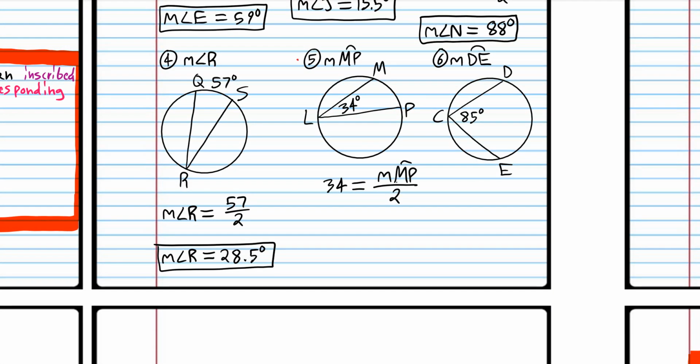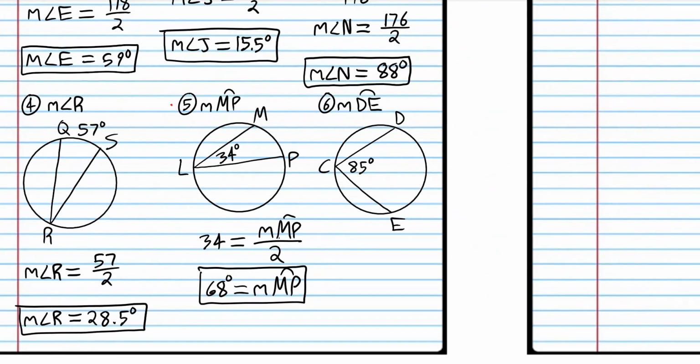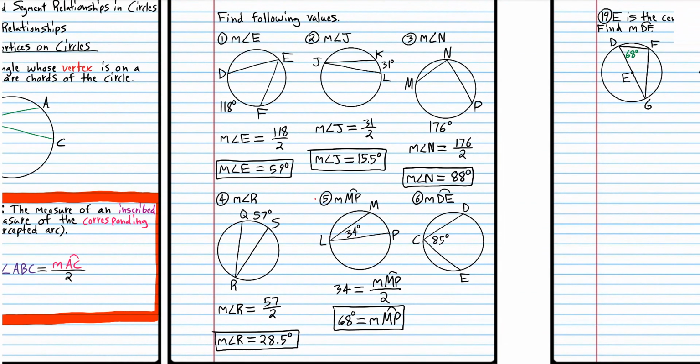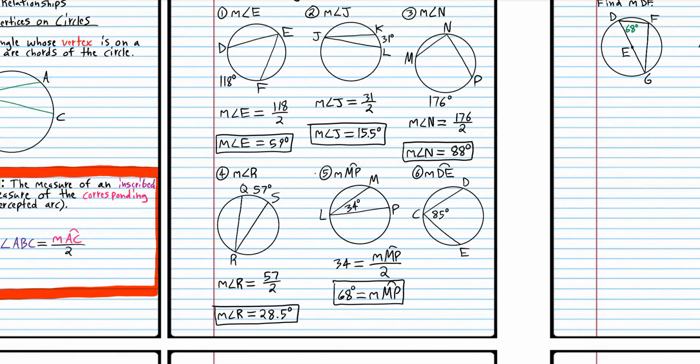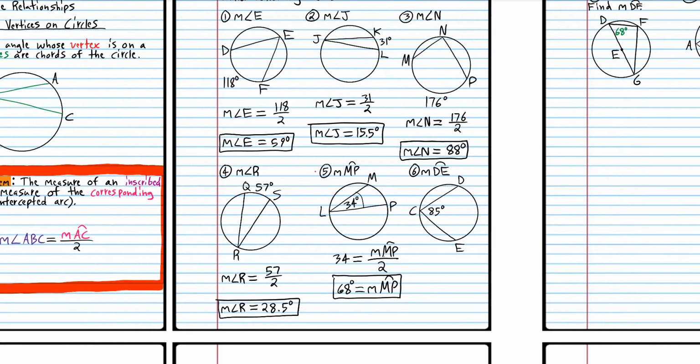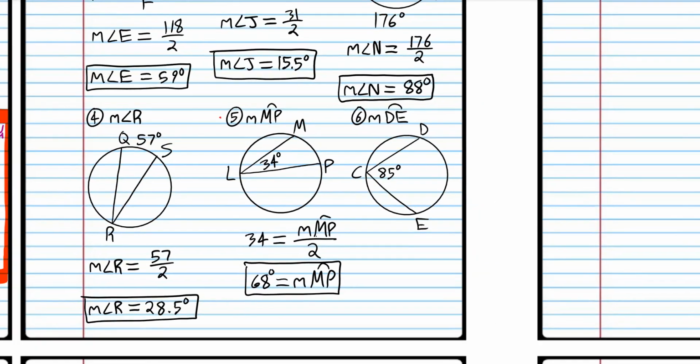Basically what we're going to do is multiply both sides by 2, because we have an equation with fractions. To get rid of the fraction, you just multiply by the lowest common denominator, and the lowest common multiple of 1 and 2 would just be 2. So you multiply both sides by 2, and we get 68 degrees is equal to the measure of arc MP. Again, you're just going backwards. In these problems, we were taking the arc and dividing by 2, and now we're taking the inscribed angle and multiplying it by 2 to get the arc measure.